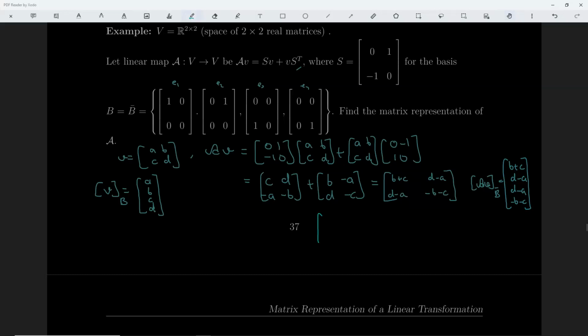So what I'm looking for is this, right? B plus C, D minus A, D minus A, and minus B minus C is equal to what? A matrix A times this representation of the original vector with respect to the basis B, which is A, B, C, D. And I'm looking for this matrix over here.